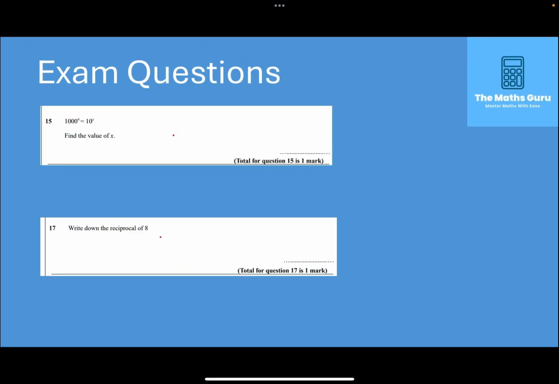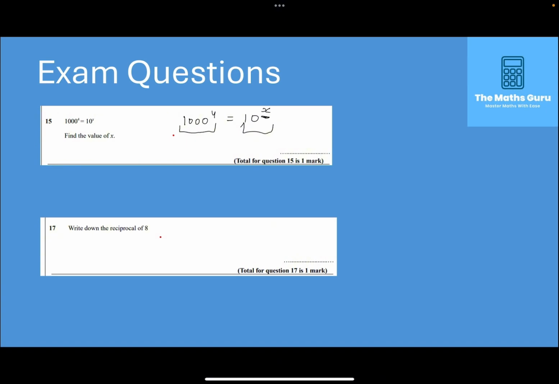Perfect. Okay, now this is a slightly more interesting question, which is why I put it in here. This is something very different. So, looking at number 15, we have 1000 to the power of 4 is equal to 10 to the power of x, and we need to work out this value of x, which makes this equivalent to this.